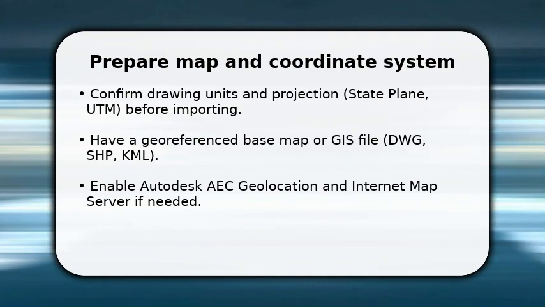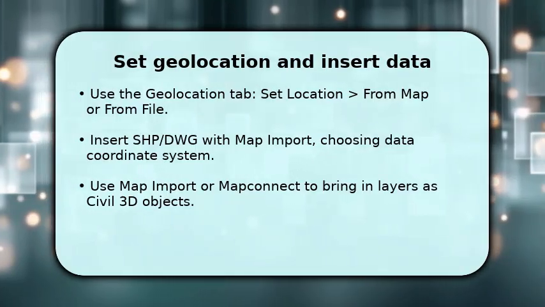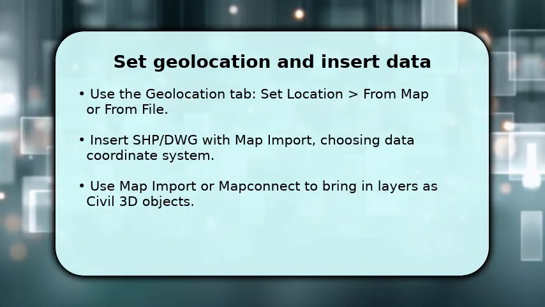Now you perform the actual placement. From the Geolocation tab, choose Set Location and pick from Map for online base maps or from File for a georeference dataset. This assigns the coordinate system to the drawing.